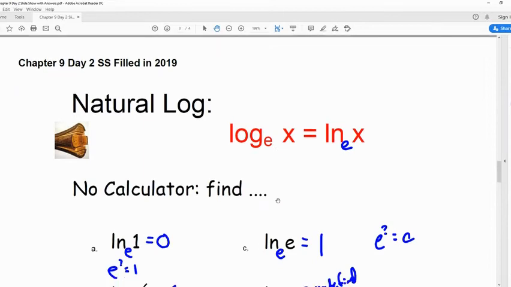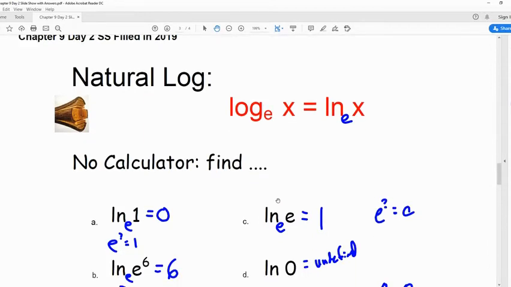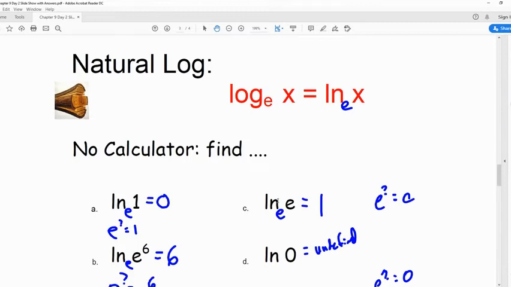So that number is used a lot in continuous growth situations. So we also use that with logs. So that's called a natural log. So our next slide, go through that. So log base e of x is the same as natural log of x. So when we see ln, that means base e.